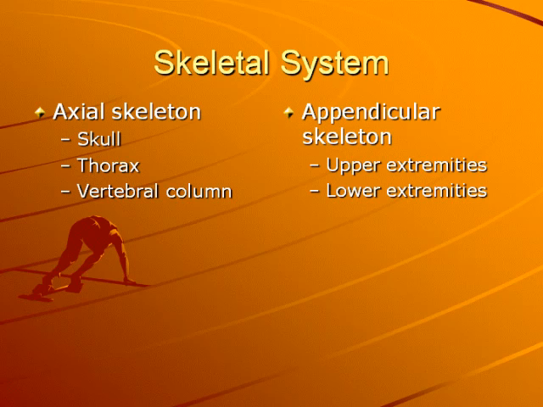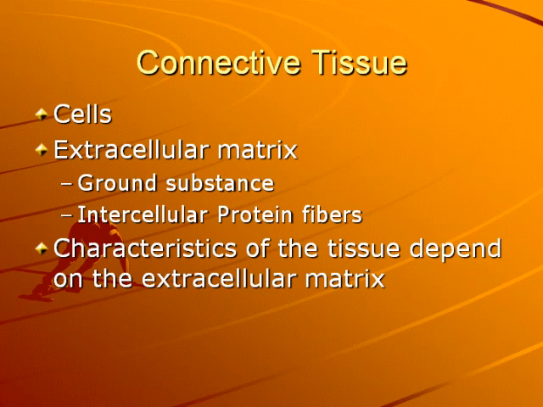The skeletal system is divided into two separate parts, the axial and the appendicular skeleton. The axial is your skull, thorax, and vertebral column, and your appendicular are your upper and lower extremities. Very simple there. There are two types of connective tissue found in the skeletal system. You have cartilage and bone, which we'll talk about individually in just a second.